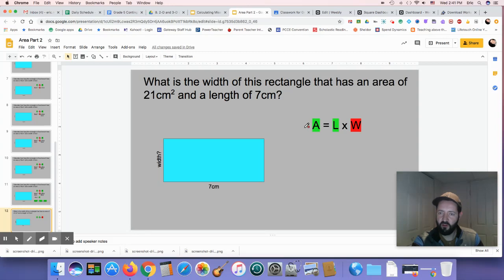So it's always a good idea to start with our formula written down on our page here: area equals length times width. And then we want to plug in the values that we know in the question. We know that the area is 21 centimeters squared.